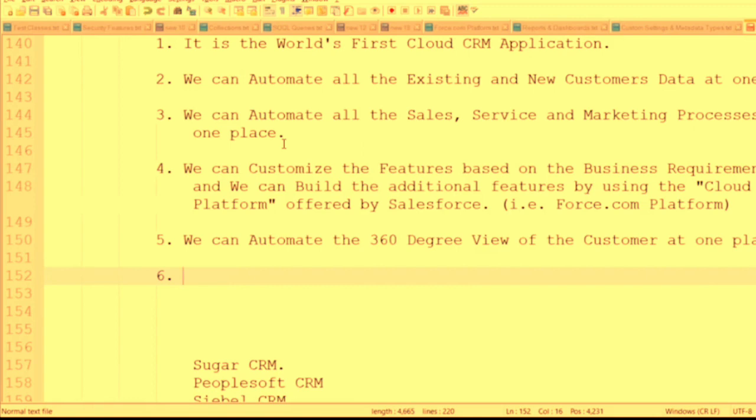And one more major benefit in Salesforce CRM is that it provides an inbuilt analytics feature. By using this analytics feature, analytics in the sense what? Reports and dashboards. Okay, analytics in the sense reports and dashboards functionalities.